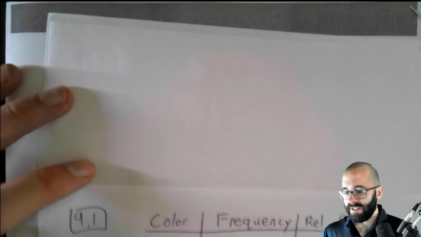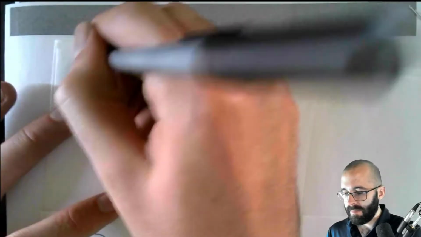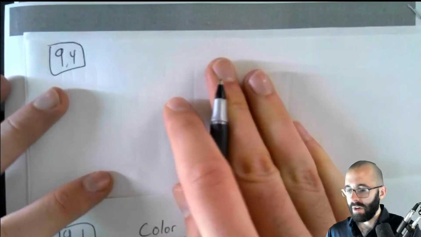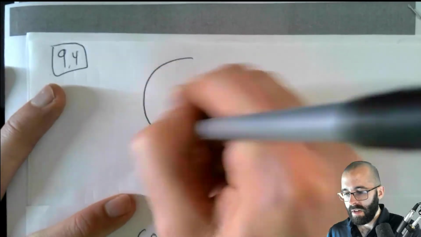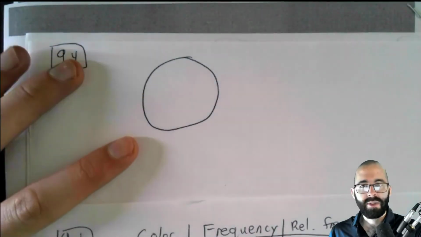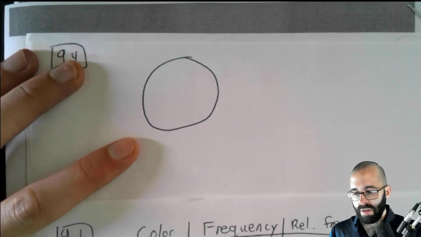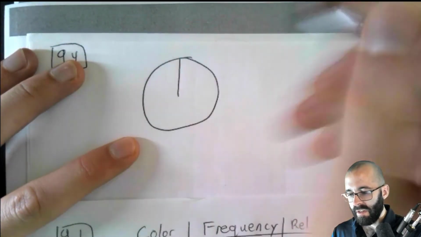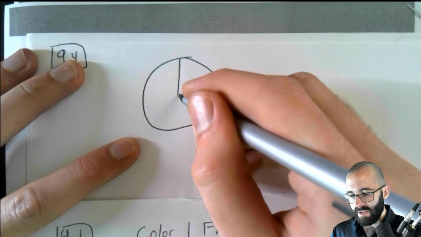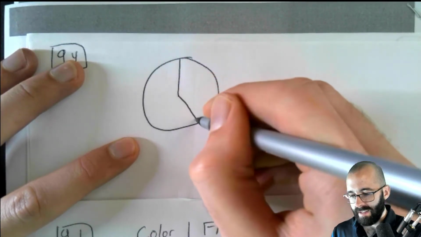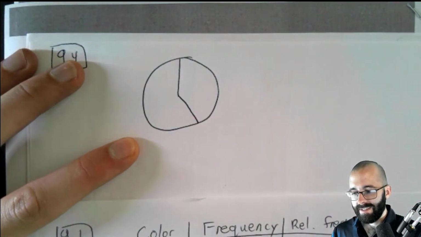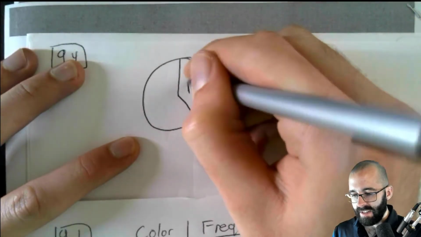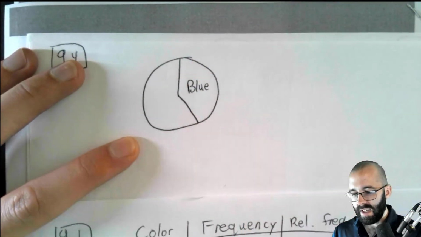Okay. So this is 9.4. We're going to make a pie chart. So draw a circle or something close to a circle. And then blue is going to be 35.71%, a little bit more than a third. So that's going to be maybe kind of like this. Okay. And then the next one, we'll label that. That's all of the blues. The blues take up this one.